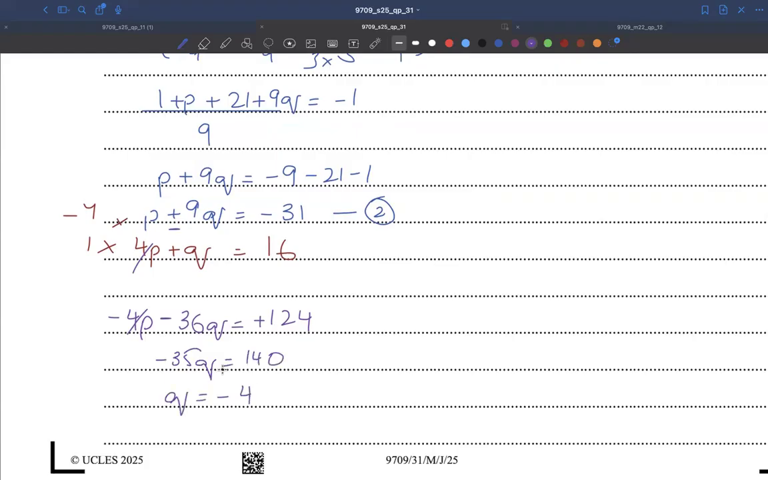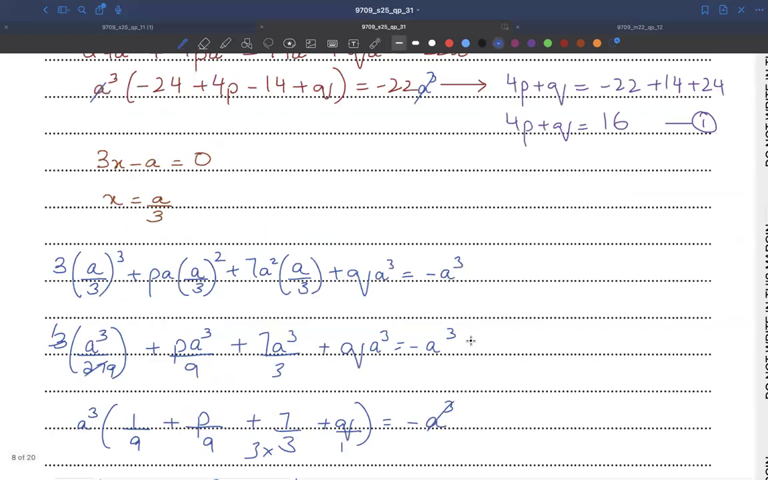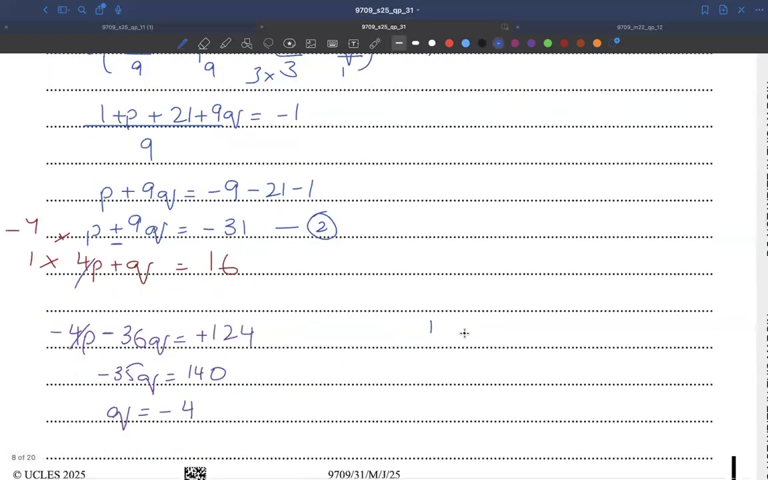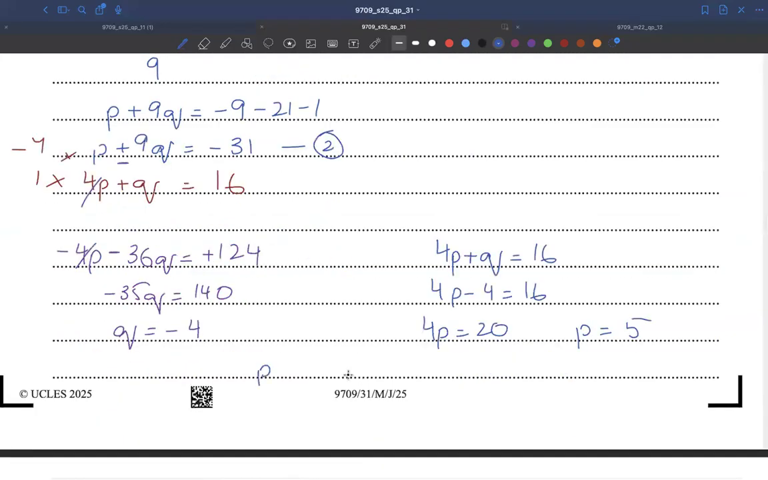Now, once we have the value of q, we can easily find the value of p by substituting it into any of the equations. We have the first equation as 4p plus q equals to 16. q is minus 4, so 4p minus 4 equals to 16. 4p equals to 20. The value of p would be equals to 5. So the values, we can finally write it as p equals to 5 and q equals to minus 4.